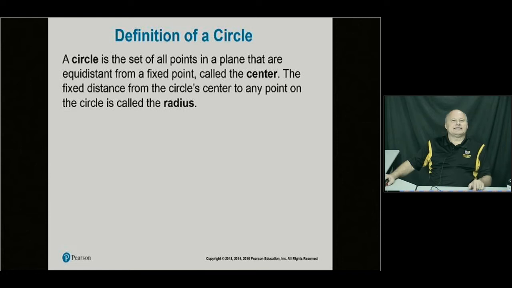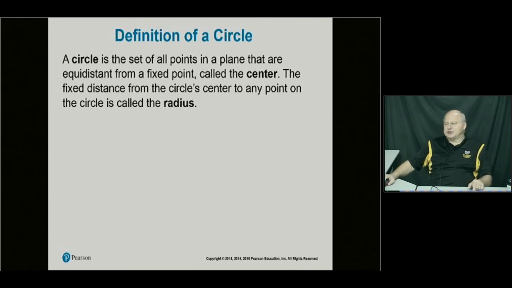All right, definition of a circle. A circle is a set of points, the set of all points in a plane that are an equal distance from a fixed point called the center. The fixed distance from the circle's center to any point on the circle is called the radius. So basically the distance from the center to a point on the circle is called the radius. The center is the fixed point in the middle.